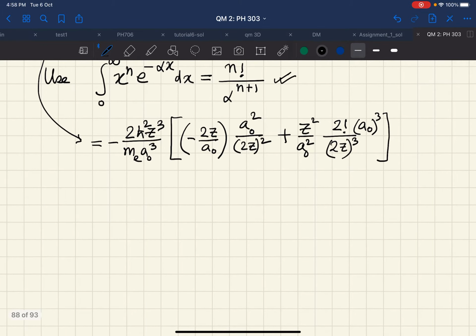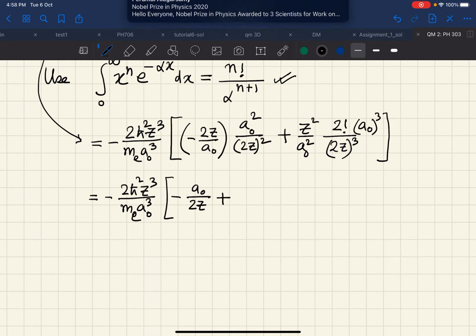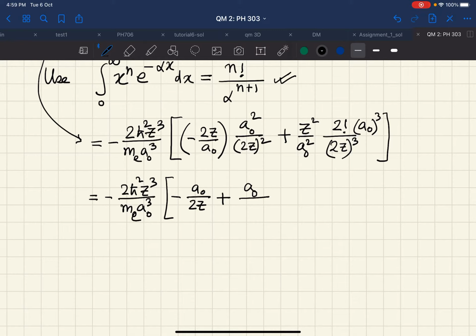So now if we simplify, we have minus 2 h cross squared Z cube by m e a0 cube. The first term will be minus a0 by 2Z, and the second term will be a0 divided by 4Z. If I am not mistaken, this is a0 by 4Z. Yes.